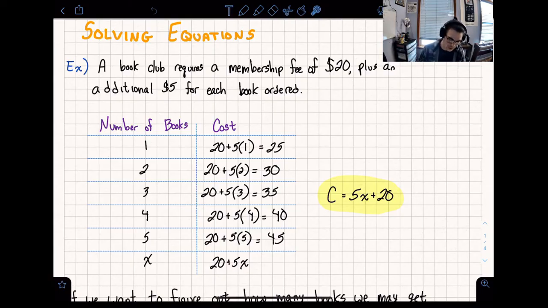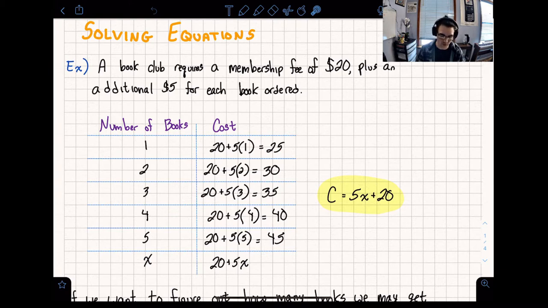So we have this problem. A book club requires a membership fee of $20 plus an additional $5 for each book ordered. Okay, so we can model this. We have enough information to give this an equation, and we're going to look at how much the total cost comes out to with each individual case. So when we have one book, we have the $20 plus the additional $5 for the number of books ordered, which is 1. So 20 plus 5 times our one book, 20 plus 5, $25.